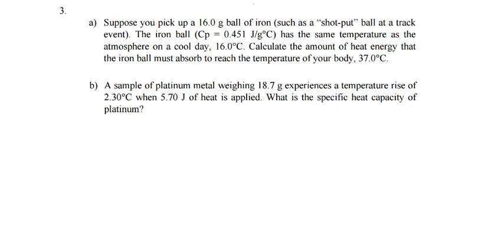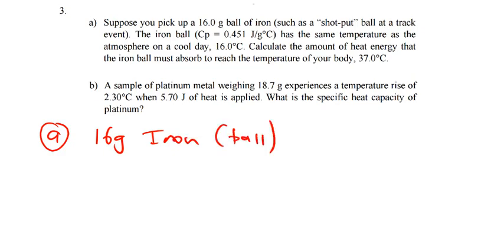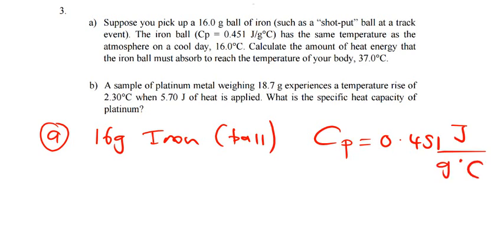Suppose you pick up a 16 grams ball of iron. So take note of the data there. 16 grams of ball of iron. You are picking up that. And then the iron ball, we are told the specific heat capacity is 0.451 joules per gram degrees Celsius. It is at the same temperature as the atmosphere on a cool day, so the temperature of that iron ball is that of the atmosphere, which is 16 degrees Celsius. Now calculate the amount of heat energy that the iron ball must absorb to reach the temperature of the body.